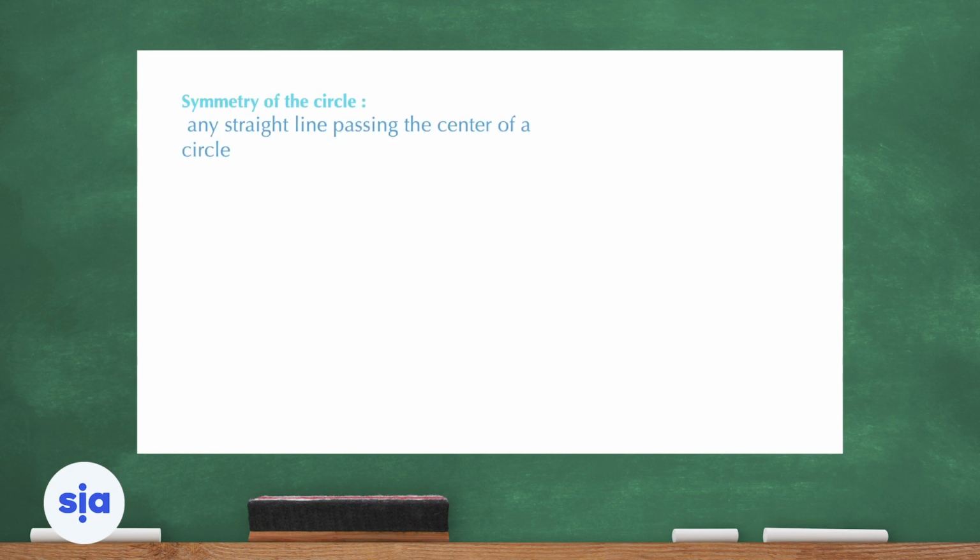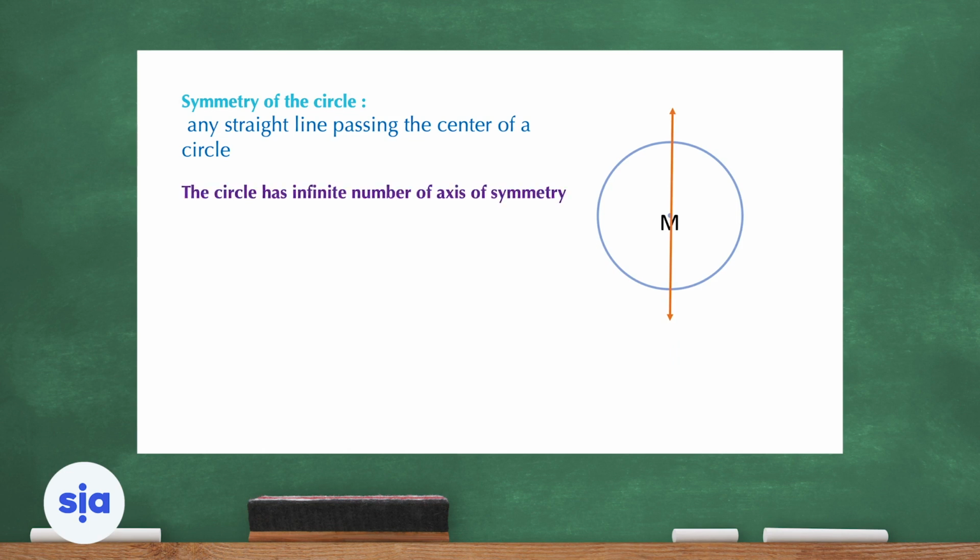Let's move on to another concept, which is the symmetry of a circle. Any straight line that passes through the center of the circle divides it into two identical parts. So the circle has an infinite number of axes of symmetry.